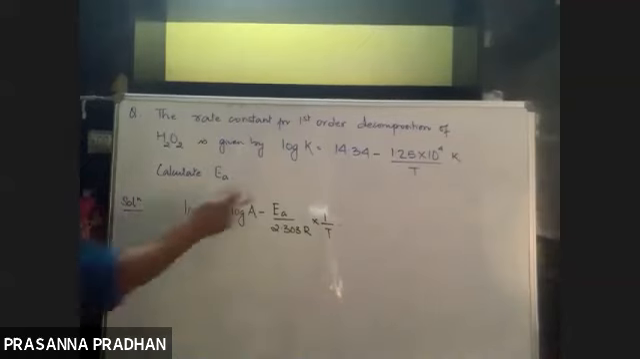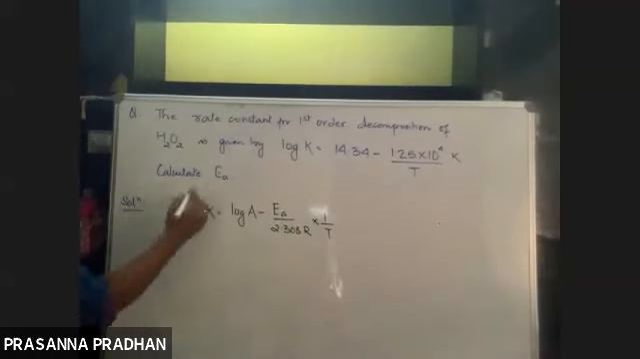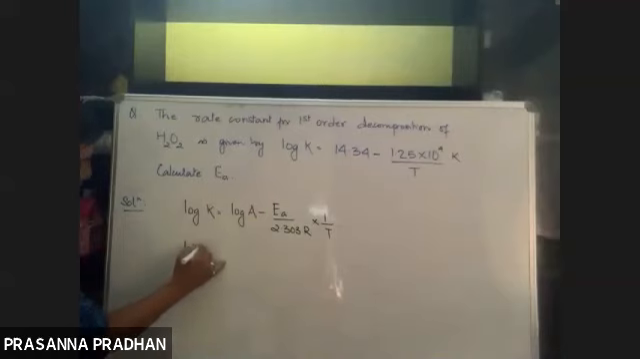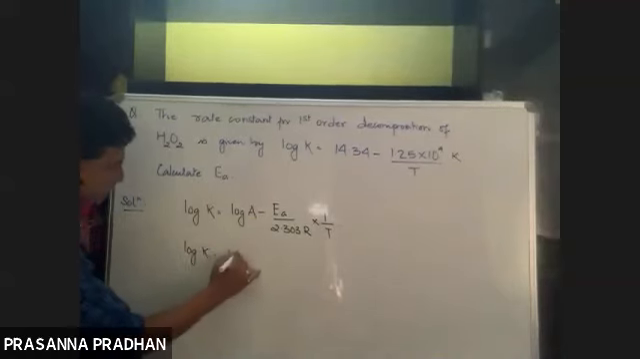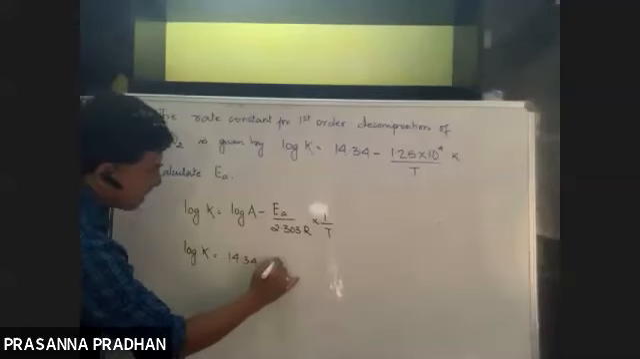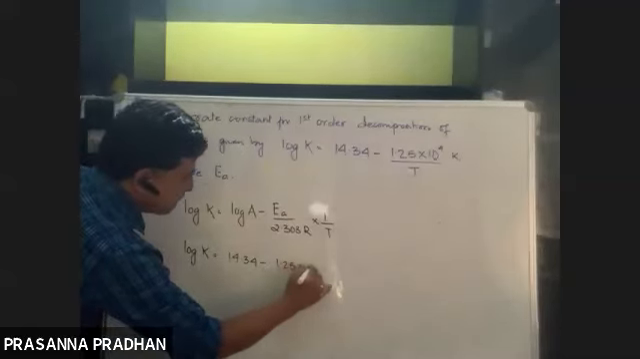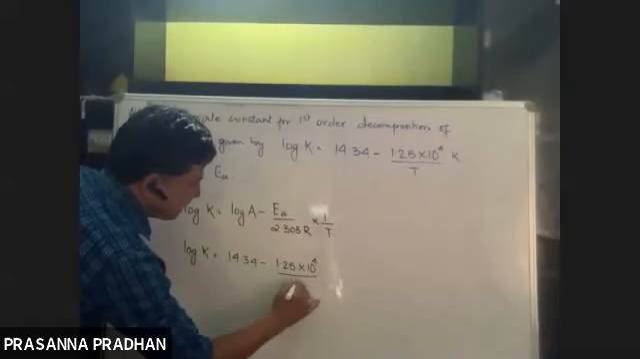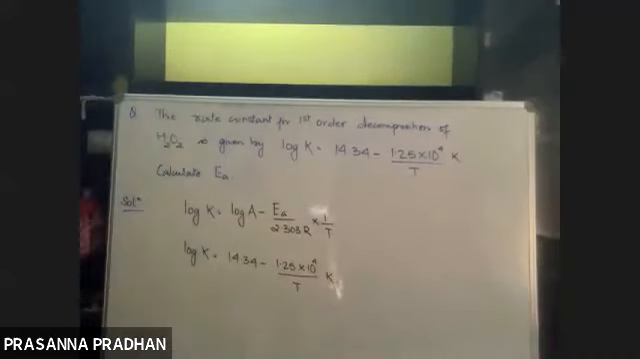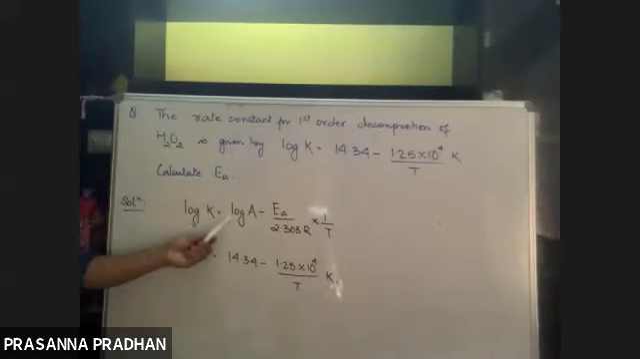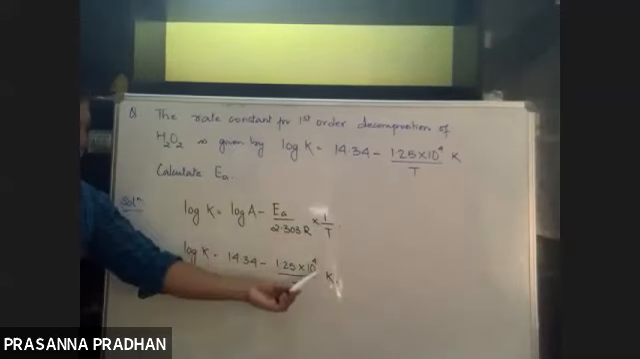Now let me rewrite this equation. So log K is equal to 14.34 minus 1.25 into 10 to the power 4 divided by T Kelvin. So similar type of problem. What you do is you again make a comparison between these two equations. So we have log K. What is the value of log A? The value of log A is 14.34. Here I have 1 by T, here also I have 1 by T.